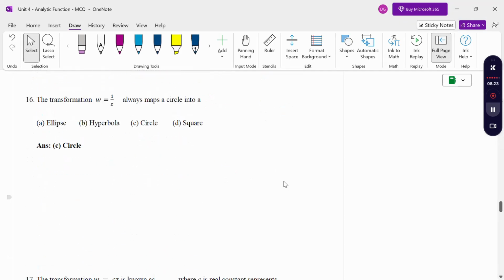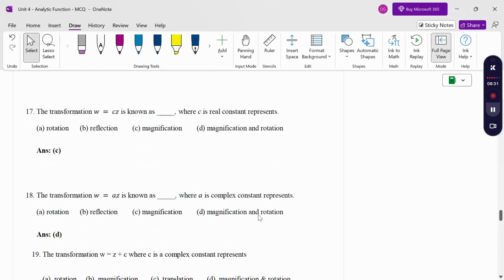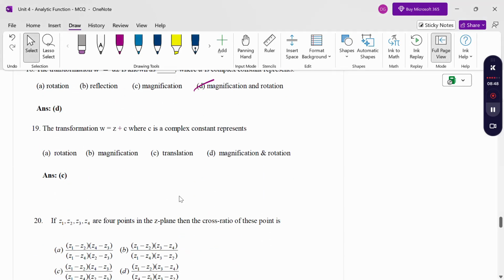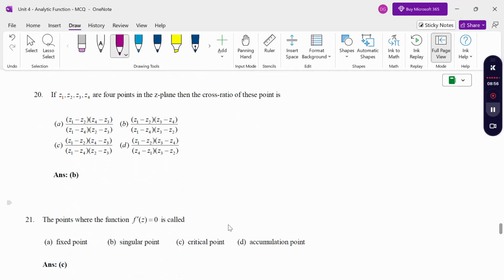Now the transformation w equal to 1 by z always maps a circle into a circle. This is also one of the properties. If the transformation is w equal to cz, where c is a real constant, it represents a magnification. When the constant is complex, it represents magnification and rotation. And the transformation w equal to z plus c, where c is a complex constant, represents a translation.